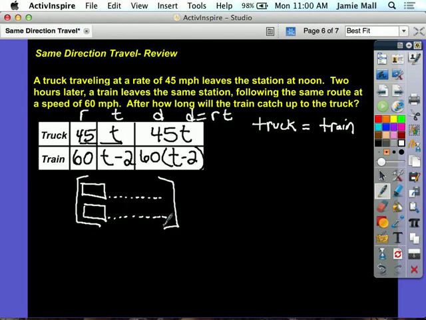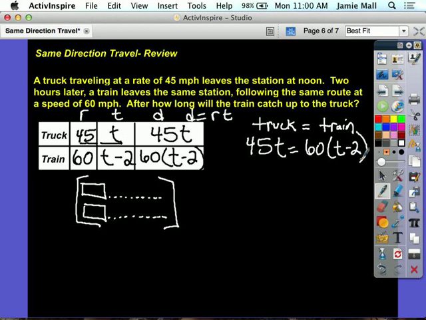So the truck's distance I'm going to take directly from the table. 45t is the truck's distance. And the train's distance, we know, is 60 times the quantity of t minus 2. That gives me my equation.